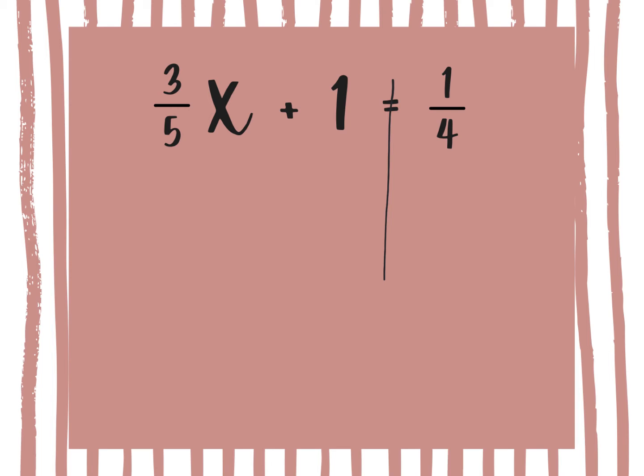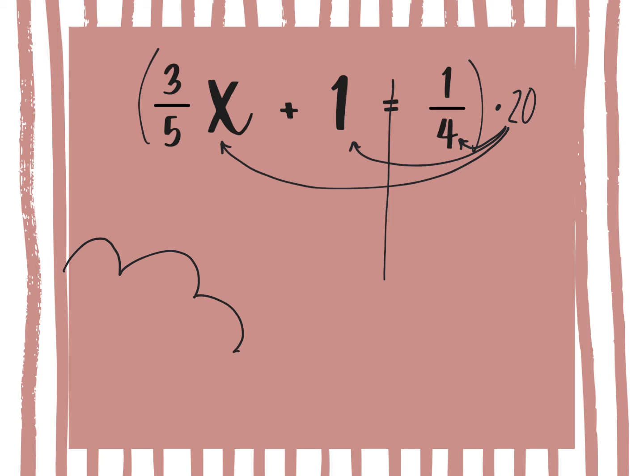Now, what I'll actually do with that 20 is multiply it by everything inside the equation on the left side and the right side. So I'm going to take that 20, the common denominator, multiply it by the 3/5 x, multiply it by the 1, and multiply it by the 1/4. Now let's show some thinking on that off to the side. I'm going to put a little thought bubble over here just so we can have our thoughts somewhere and organized.